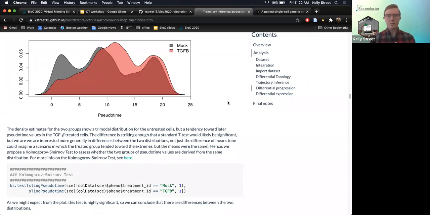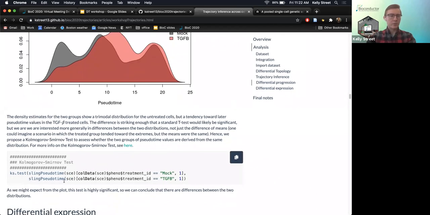So things like a t-test, or anything else that is testing some sort of centrality parameter, we didn't think would be super appropriate. And so what we went with was a Kolmogorov-Smirnov test, which is a test to compare these distributions and ask, are these coming from the same CDF?